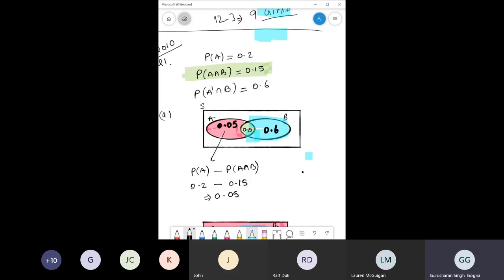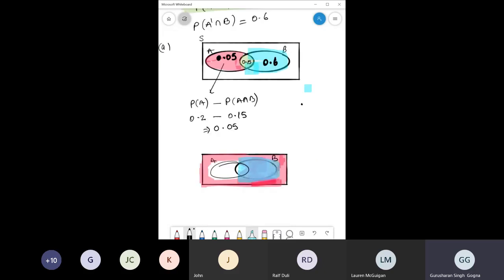So how will you get the outside part? Now the total probability is always 1. So 1 minus, you add all of them, 0.05 plus 0.15 plus 0.6, which will give you 0.8, so the outside is 0.2. So this is 0.2 outside A and B. This is how you need to complete the diagram, and if you know the concept of set theory, it's very easy.